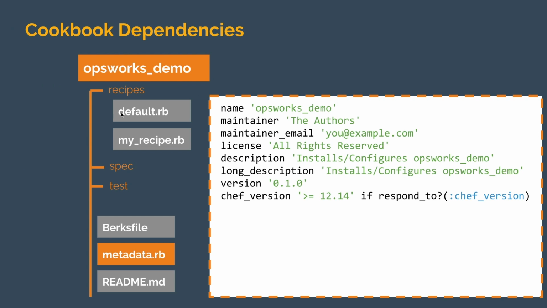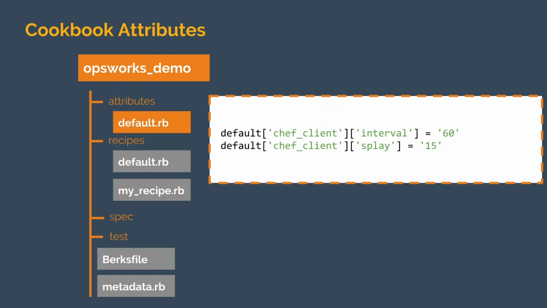In our OpsWorks demo cookbook, there is a metadata.rb file. This file contains our cookbook name and version, but can also be updated to add a dependency on Chef Client. By adding this dependency, we can alter Chef Client's attributes by having our cookbook set its own default attributes for the interval and splay values. Here, I'm setting our cookbook to check in every 60 seconds with a splay of 15 seconds to make sure we get nice, speedy feedback in our demo.